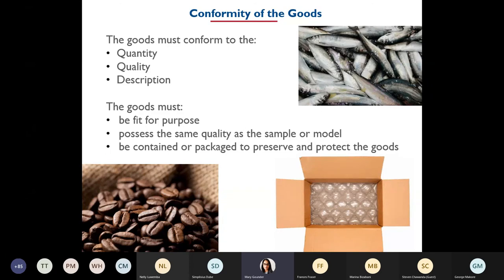The goods must be contained or packaged to preserve and protect the goods. So you need to have the right packaging. You need to protect the goods. With fresh vegetables, it needs to be refrigerated, okay? Some dried fruits and nuts may not necessarily need to be refrigerated, but depending on the different climates, you'd have to consider it.